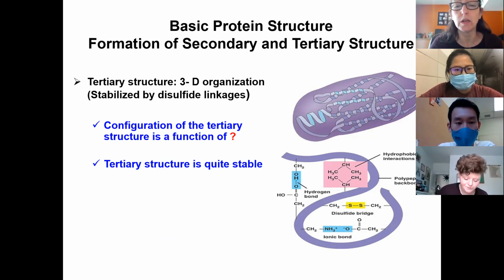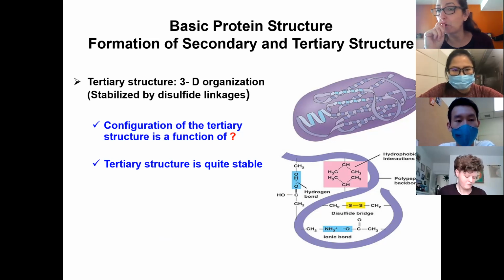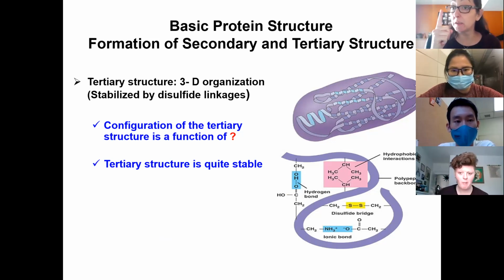So when we say configuration of tertiary structure is a function of what? What impacts whether it's going to be a globular or an open structure, or whether it's potentially going to form a quaternary structure for stability? What do you think is the main driving force? Like the environment? Environment is important, pH, yeah.